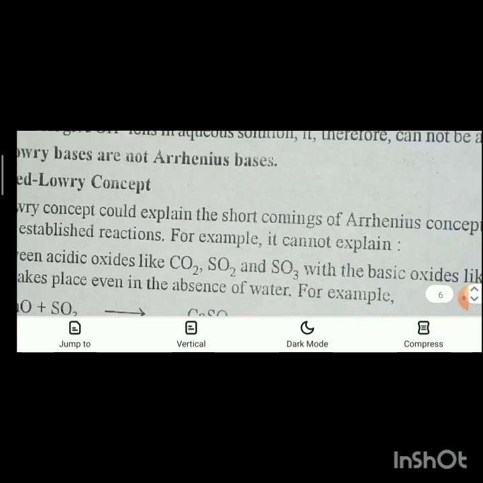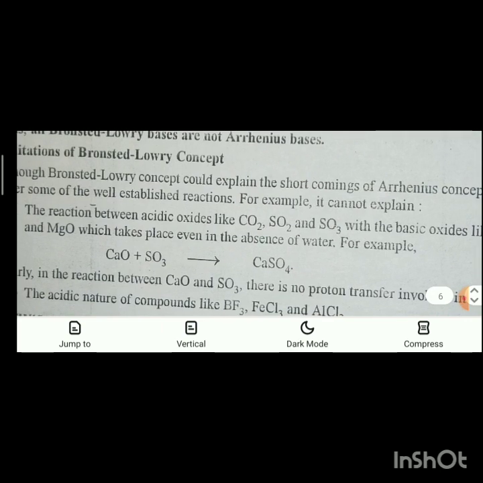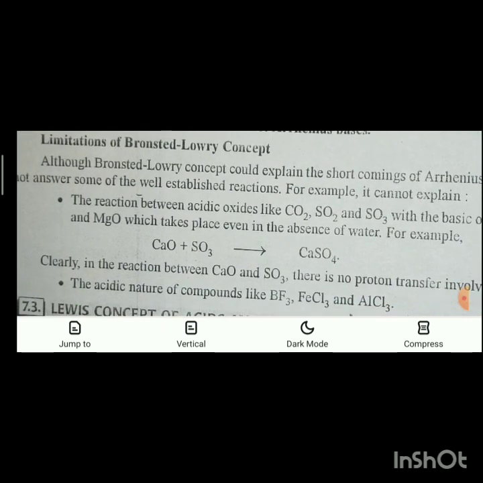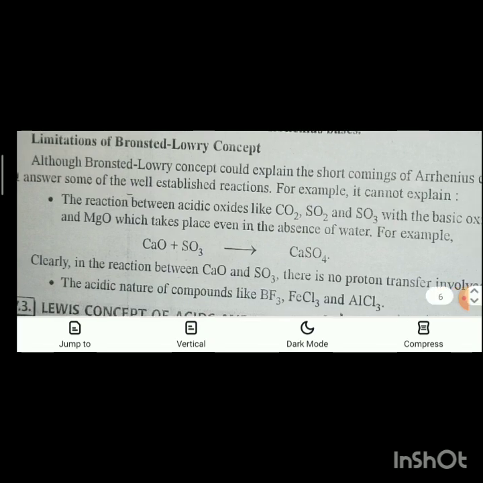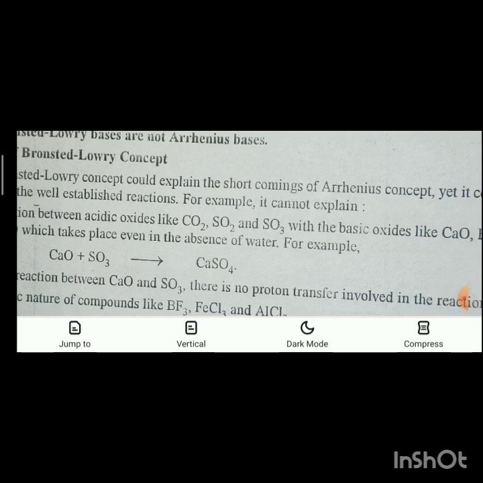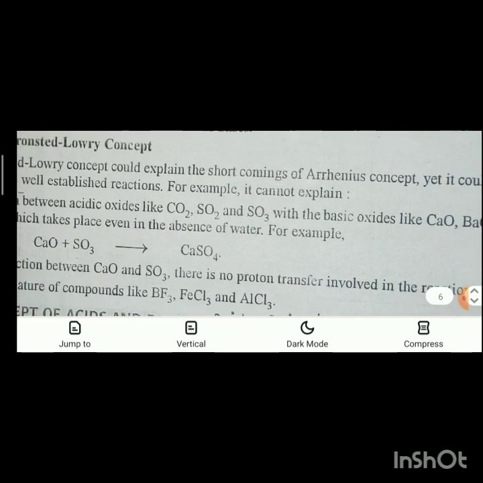Limitations of the Bronsted-Lowry concept. Although the Bronsted-Lowry concept could explain the shortcomings of the Arrhenius concept, yet it could not answer some well-established reactions. For example, it cannot explain the reaction between acidic oxides like CO2, SO2 and SO3 with basic oxides like CaO, BaO and MgO, which takes place even in the absence of water. For example, CaO plus SO3 forms CaSO4. Clearly, in the reaction between CaO and SO3, there is no proton transfer involved.